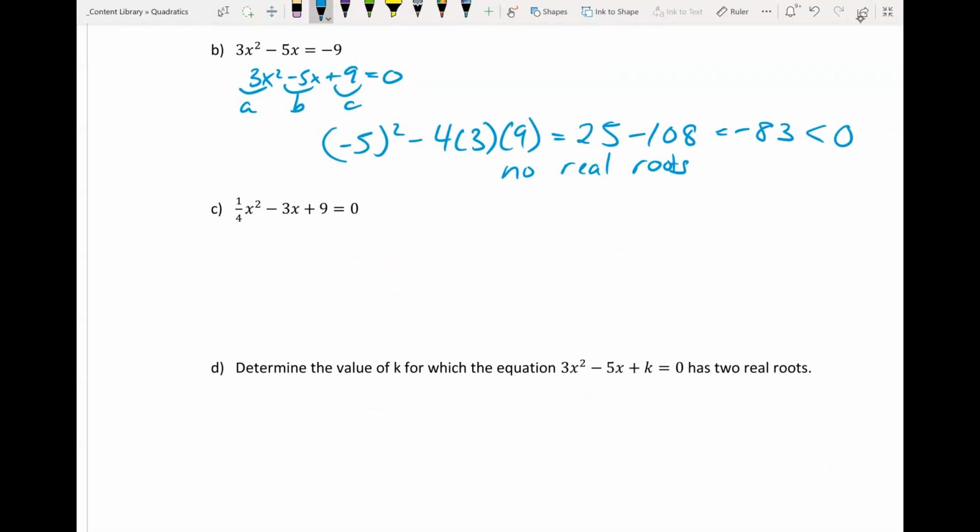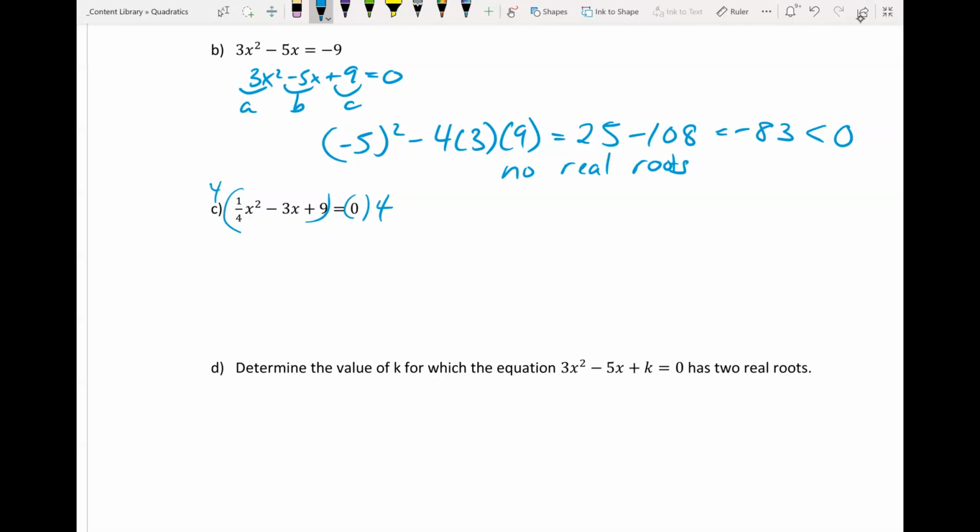Lastly, for C, we can plug this in as is into our discriminant formula, but it probably would be easier if you didn't have a fraction. So what we can do is get rid of this fraction by multiplying both sides by 4. You don't have to do this, but it will be easier.